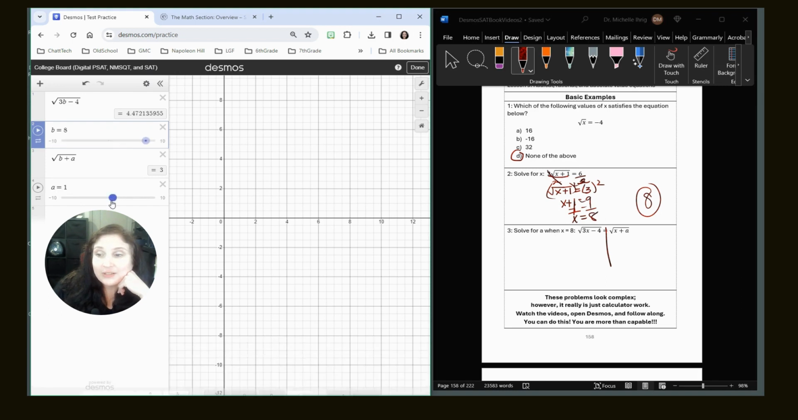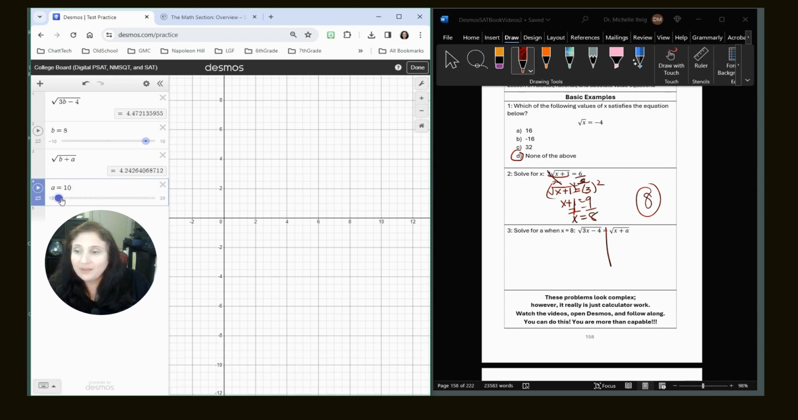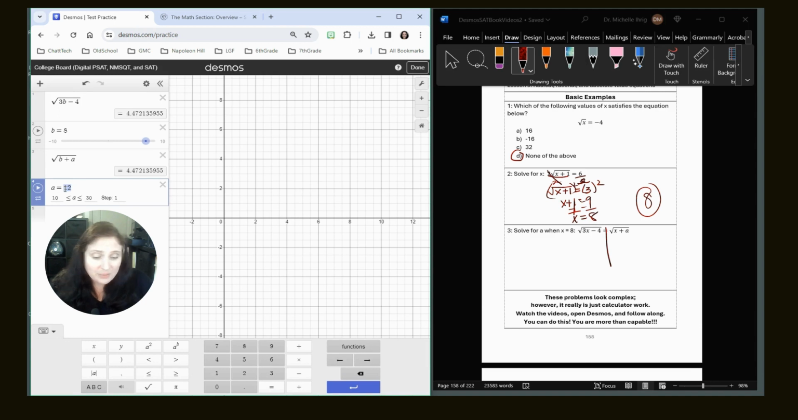Now, all we need to do is just drag A until we get the 4.47. So if we keep going here, we don't get it. So now we could just start typing in our numbers. We could put 10 to 30 with a step of 1 if we wanted. And then we can just slide and see, well, if it's 11, we get 4.35. If it's 12, we get 4.47. The other thing that you could have done is you could have just typed in numbers like 10, nope, 11, nope, 12, yep. Okay, so we know A equals 12.